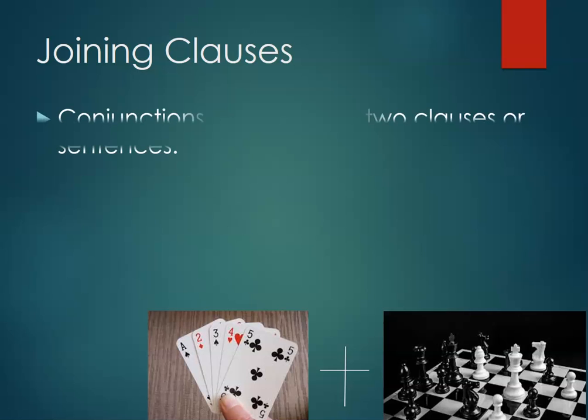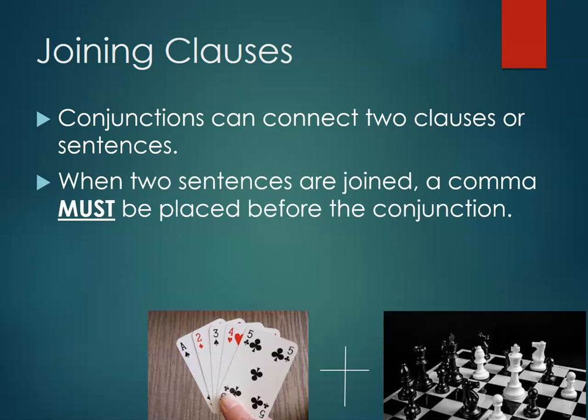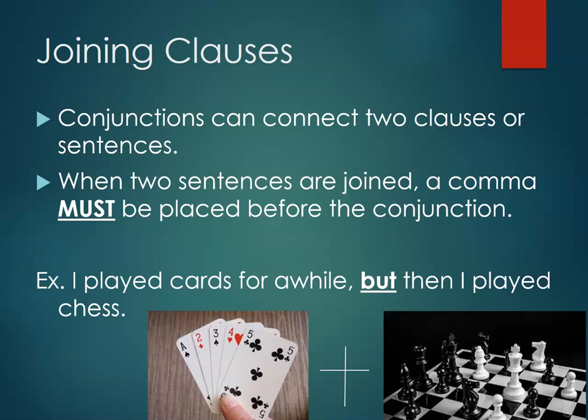Let's talk about joining clauses now. Remember, clauses are full sentences, at least 2 full sentences. You can do more, but right now we're going to stay with the simple idea of just 2 different sentences. When they're actual full sentences, you must place a comma before the conjunction. The example would be, I played cards for a while, but then I played chess. These 2 sentences can stand on their own if we wanted them to. In that case, it'd be, I played cards for a while, period. Then I played chess, period.